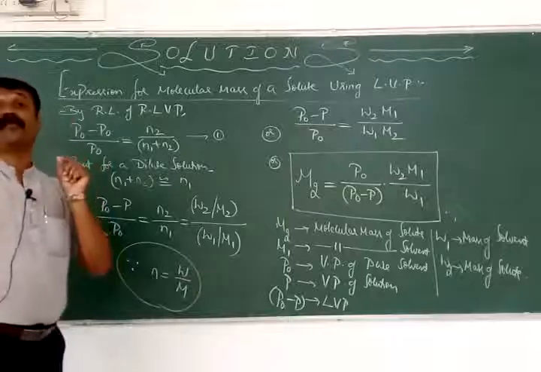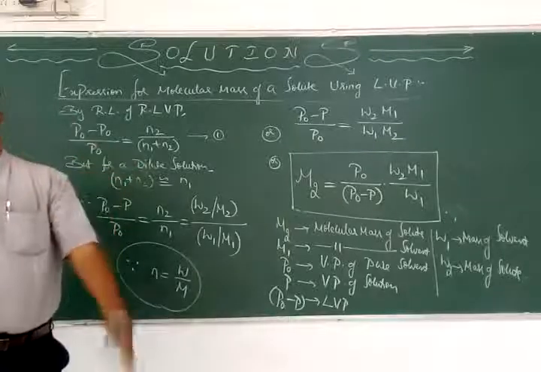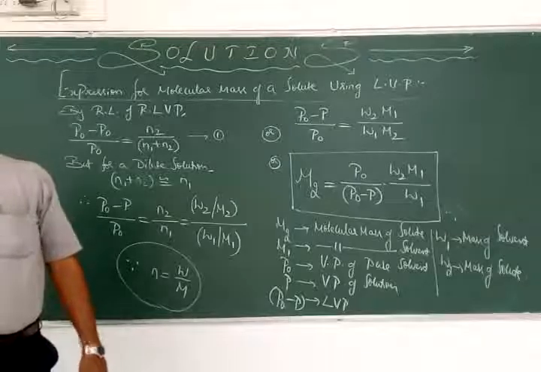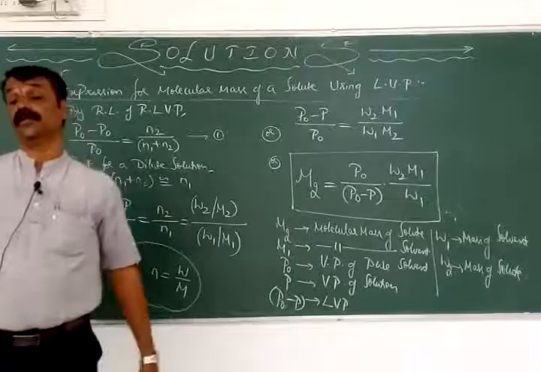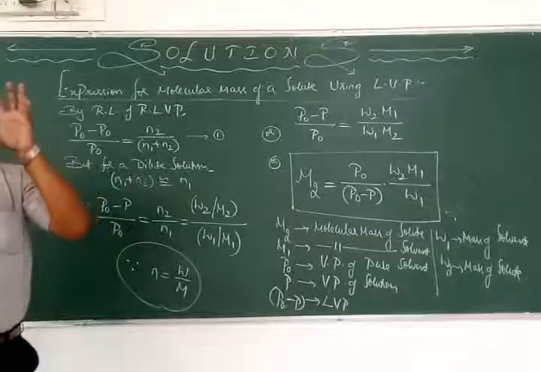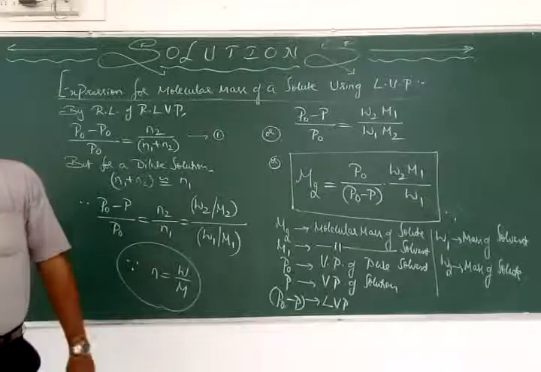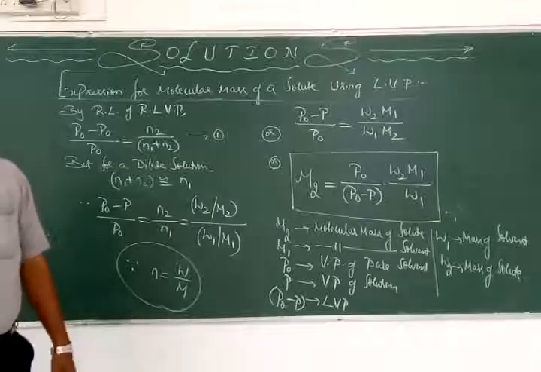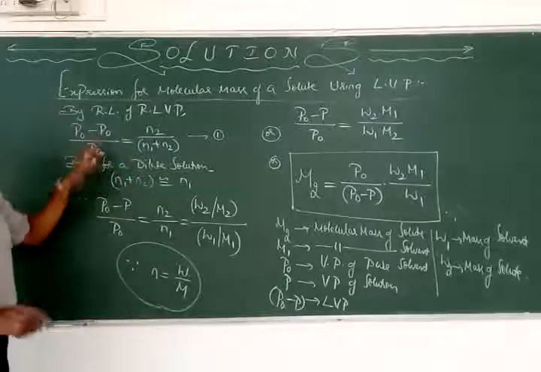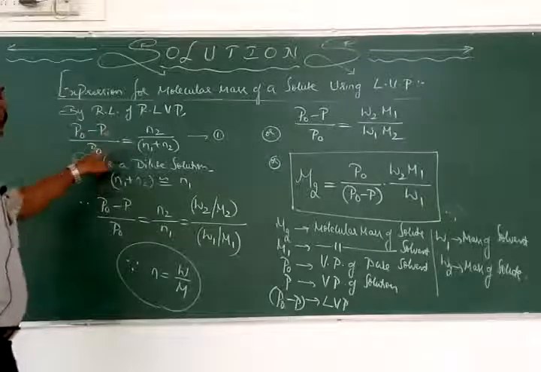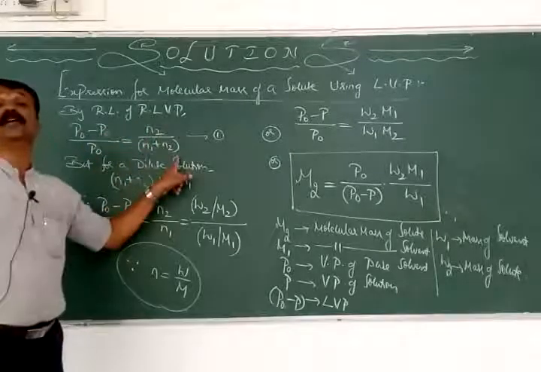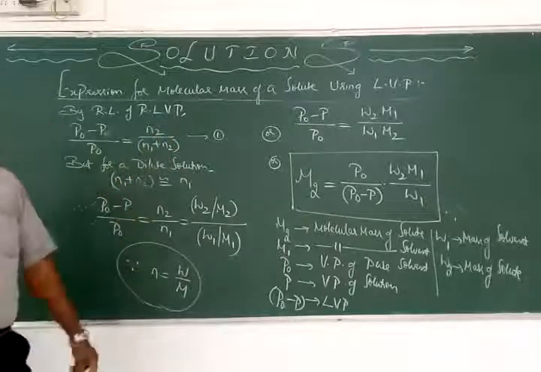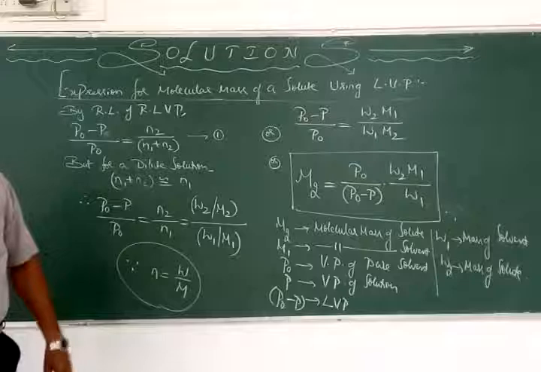By knowing the concept of relative lowering of vapor pressure, next we will move on to the law called as Raoult's law. What is that Raoult's law here? At constant temperature, the RLVP, relative lowering of vapor pressure, is always equal to the mole fraction of the solute. Mathematically, P naught minus P divided by P naught is equal to N2 divided by N1 plus N2, where N2 is the number of moles of a solute and N1 plus N2 is the total number of moles of both the solute and the solvent.